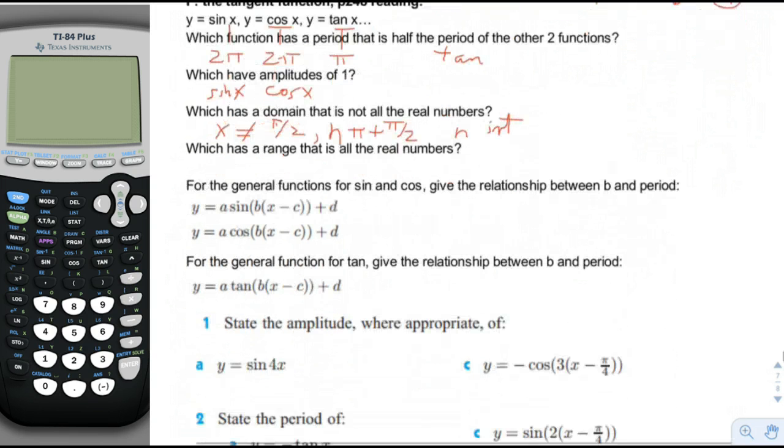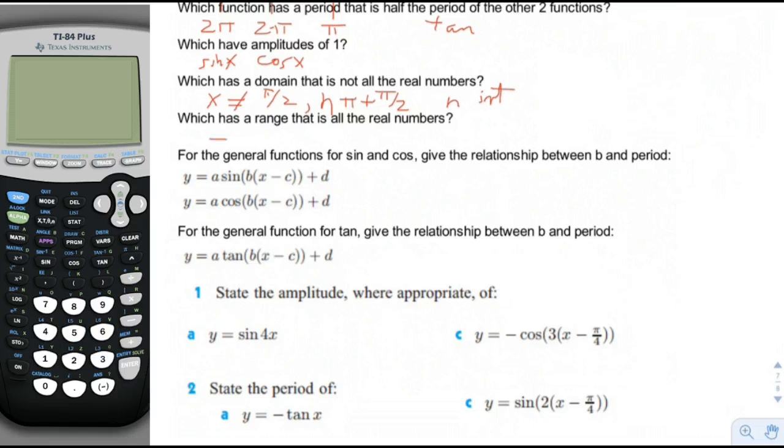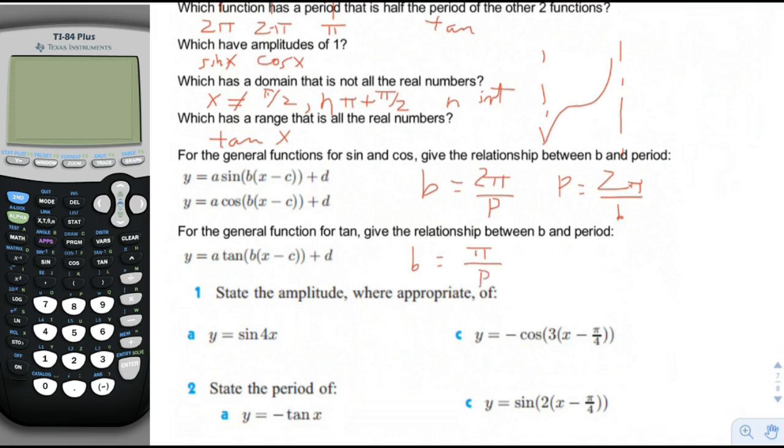Okay. Which has a range that is all the real numbers? We just talked about that. It's tangent, right? Tangent kind of looks like that. It goes from -infinity to infinity, and it's bounded on the left and right by asymptotes. So, for the general functions for sine and cosine, give the relationship between b and the period. Okay, remember it's b equals 2 pi over p, or p equals 2 pi over b. And for tangent, give the relationship between b and the period. So the difference is the tangent, the period is pi, so.